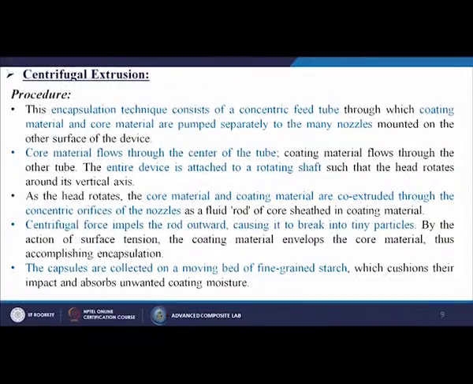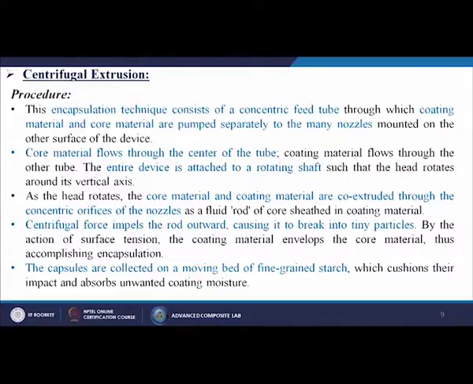The entire device is attached to a rotating shaft such that the head rotates around its vertical axis. As the head rotates, the core material and coating material are co-extruded through the concentric orifices of the nozzles as a fluid rod of core sheathed in coating material. Centrifugal force throws the rod outward, causing it to break into tiny particles. By the action of surface tension, the coating material envelops the core material, thus accomplishing encapsulation. The capsules are collected on a moving bed of fine grained starch which cushions their impact and absorbs unwanted coating moisture.